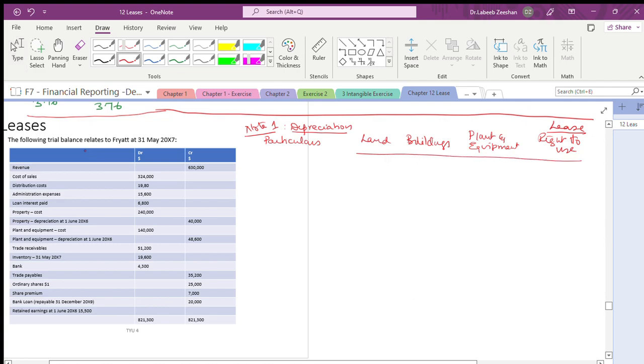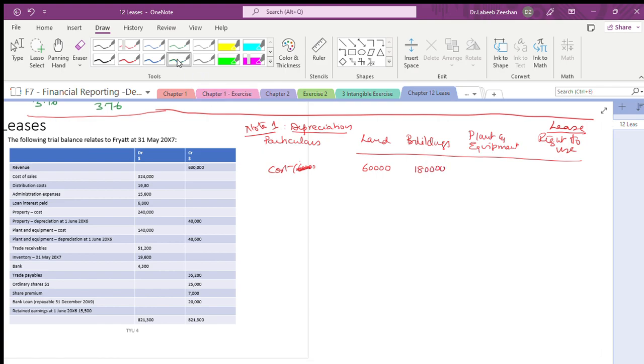Now, what happens? First, you take into consideration the cost. How much is the cost? Property is 240. In the property, you have land also. Land is 60,000. So 60,000 is the land, and the balance is 240 minus 60, it comes to 180.